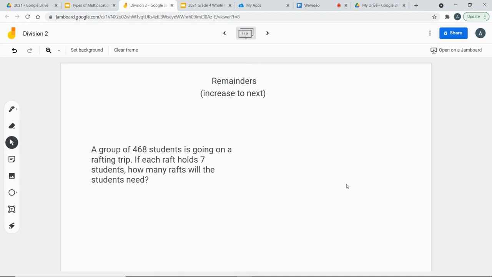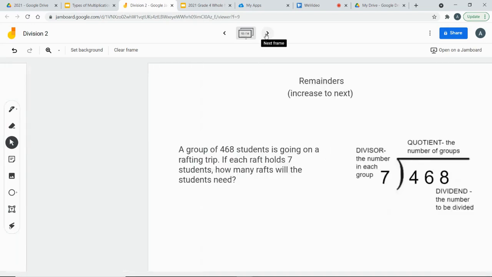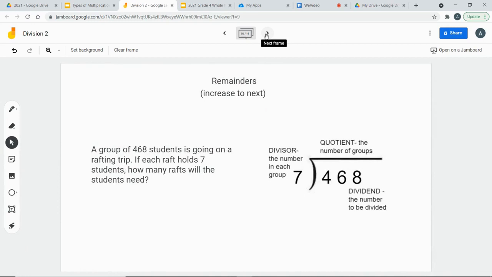Sometimes when we solve division word problems, we need to use the remainder. It will actually increase your solution to the next whole number. For example, a group of 468 students is going on a rafting trip. If each raft holds 7 students, how many rafts will the students need? So I have 468 students to be divided into rafts, and my divisor then would be 7 because each raft holds 7. And my quotient would be the number of groups, or the number of rafts we need.